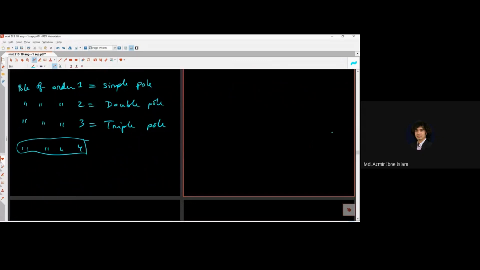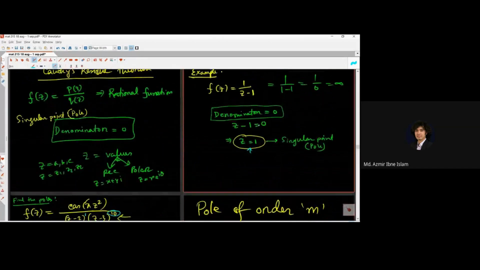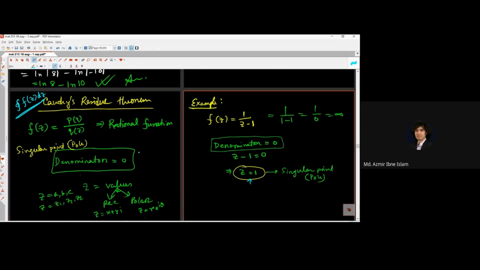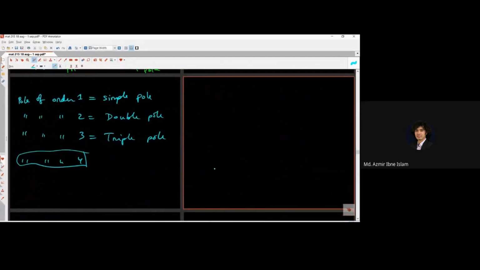So why do we need pole or pole of order m? Because we are going to start Cauchy's residue theorem. And by Cauchy's residue theorem, we can solve the integral of f of z dz. This is our main target. So this is another new technique. This technique is based on finding poles at first. So suppose you have a pole and you have determined the pole of order m. Now the next step will be to find residue. So we have to know how to find residues.